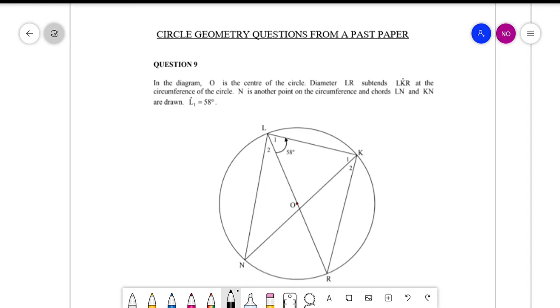Okay, so it says in the diagram, O is the center of the circle. Diameter LR subtends angle LKR at the circumference of the circle. N is another point on the circumference, and chords LN and KN are drawn, and then they give you that one angle. Okay, so it's important when you are doing one like this to see what information they are giving you and what information is left out.